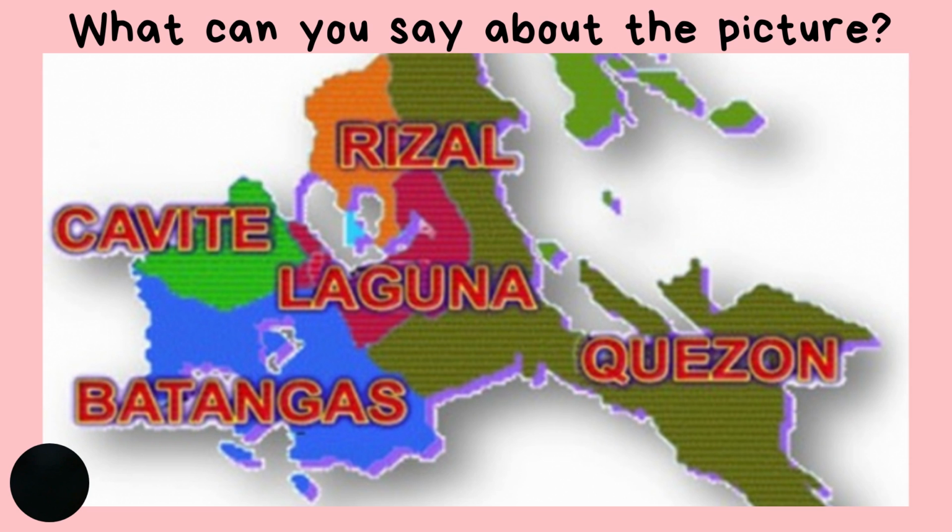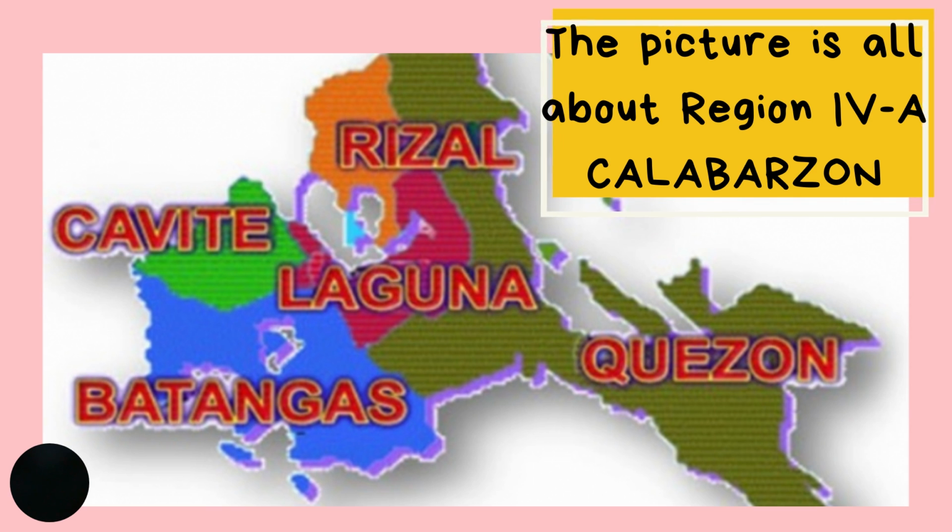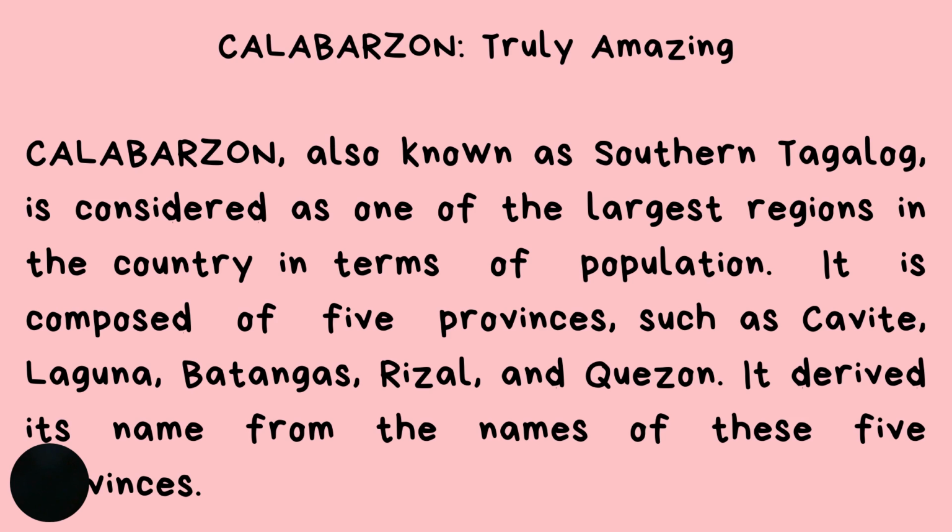Now, look at the picture. What can you say about it? Very good. The picture is all about the region of Calabarzon. Because today, we will read a passage about Calabarzon. Listen very carefully. Calabarzon, truly amazing.